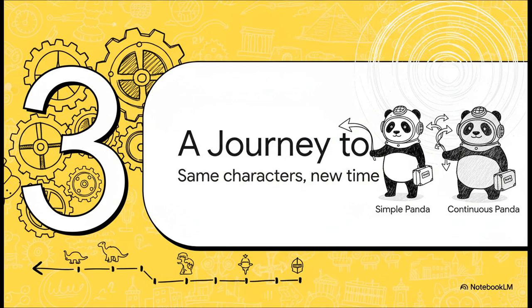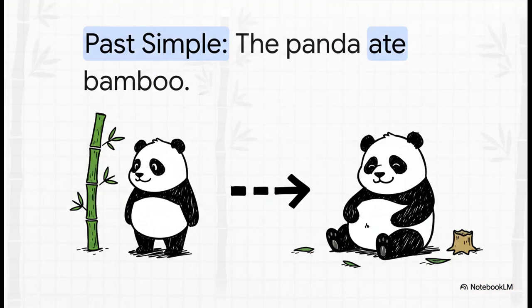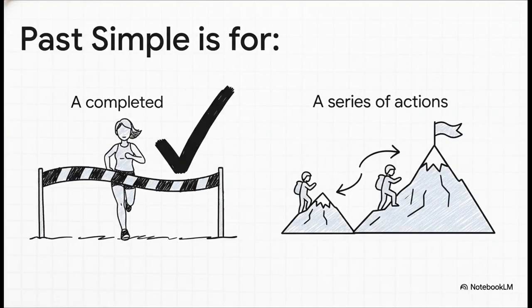Okay, time machine engaged. Let's head into the past. And the best part about this, our animators, Simple Panda and Continuous Panda, they're coming with us. Their personalities, their aspects, they stay exactly the same. All that changes is the time zone. And here's our buddy, Simple Panda, but in the past. The panda ate bamboo. The action started in the past, and it finished in the past. It's a complete, single event. Story over. So, we use the past simple to talk about actions that are totally finished. It doesn't matter if it was one single thing or a whole series of things. The point is, they are all done and dusted.